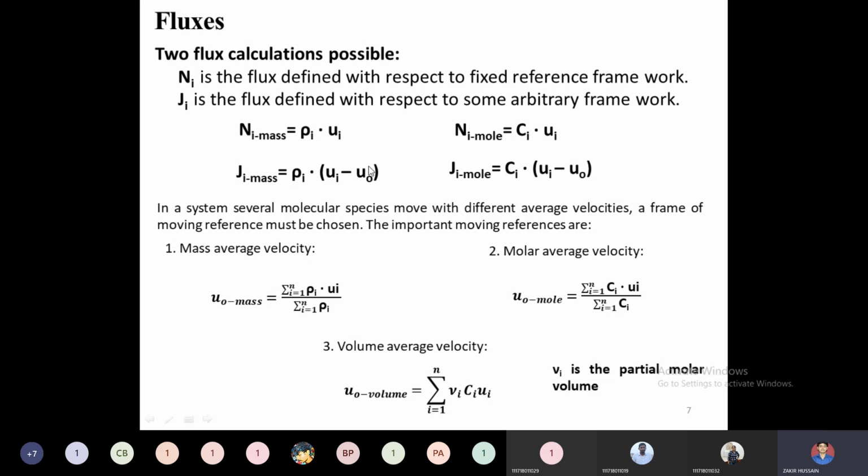Then how is this u naught defined? For defining u naught, there are three types of criteria. One is we can define it as a mass average velocity. Otherwise, we can define it as a molar average velocity. Otherwise, we can define it as a volume average velocity. Molar average velocity we can define with this equation, because we are considering the mass average velocity.